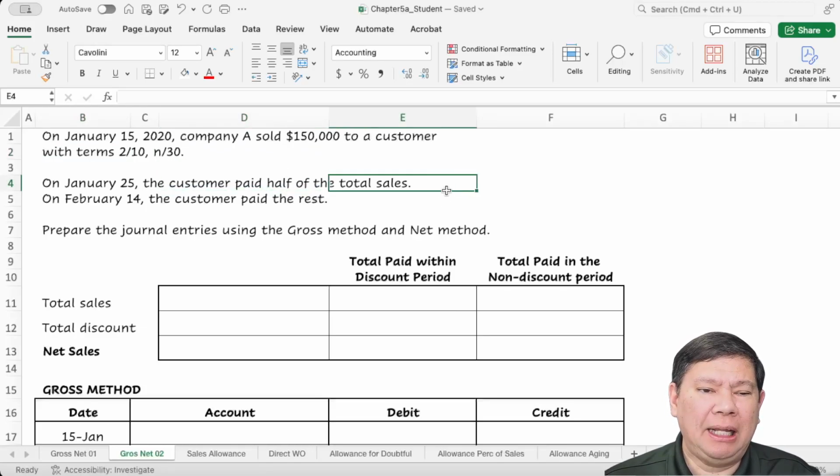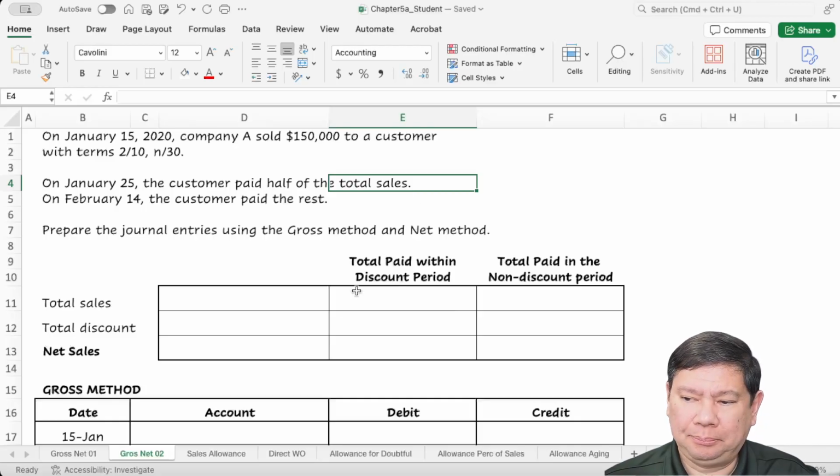On January 25, which is 10 days later, the customer paid half of the total sales. On February 14, which is beyond the discount window, the customer paid the rest. How do we prepare the journal entries using gross method and net method?